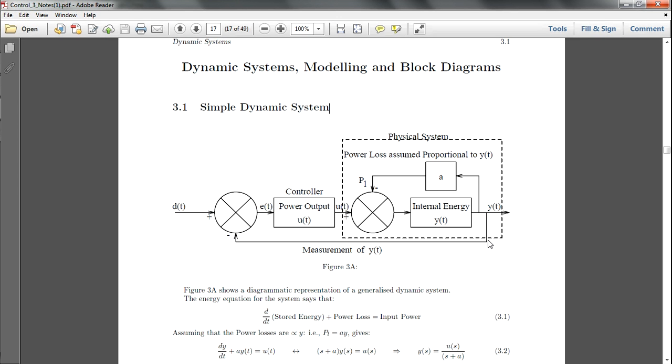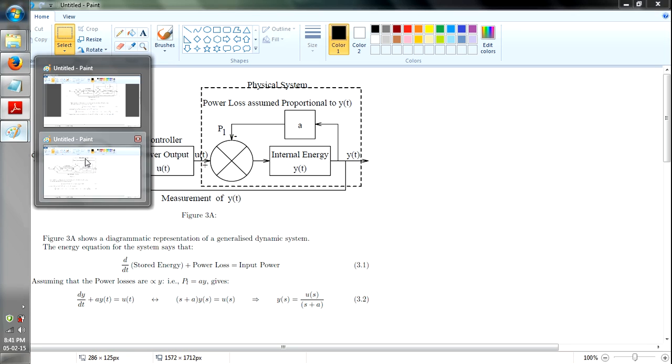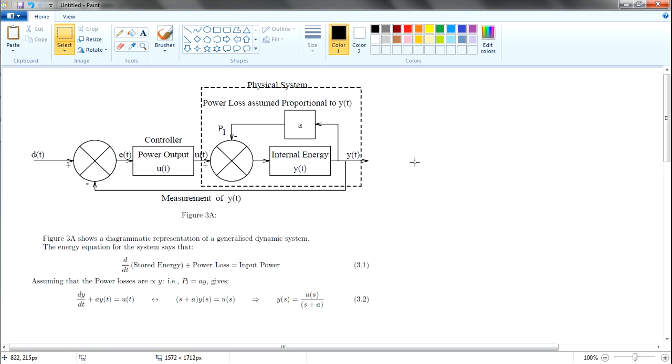That means I'm going to explain this dotted box over here. So what does this actually mean? Let's go term by term. Internal energy is the amount of stored energy that is within the system itself. Then there is the amount of change of stored energy, and A is the amount of power loss. The input power is U(t), and this U(t) comes from a power output, maybe some motor.